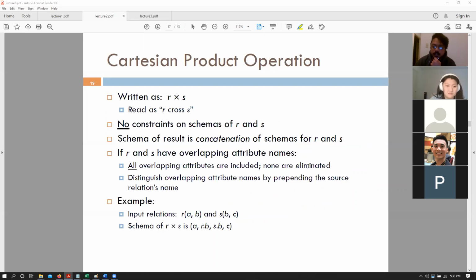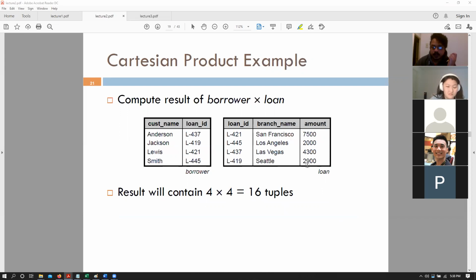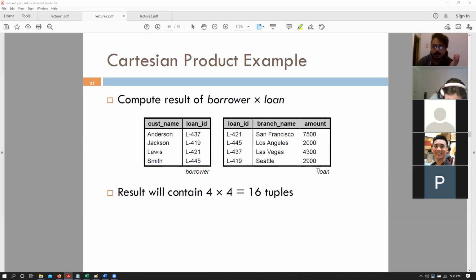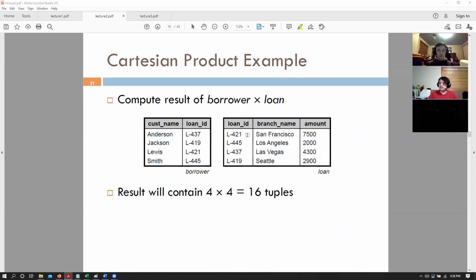Right? We also talked about Cartesian product. This was a bit difficult for us, but we did walk through it. Remember, for a Cartesian product, we are merging two tables together and creating a new table, or at least a new view, that is a combination of all possibilities. For example, let's say that we have these two relations: borrower, with customer name and loan ID, and loan, with loan ID, branch name and amount.